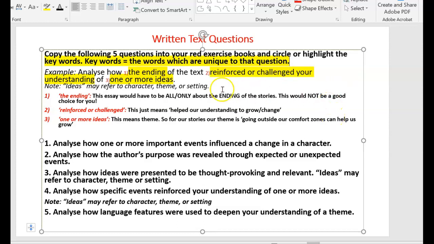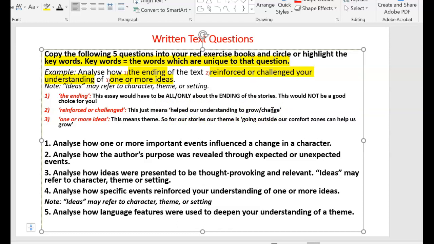Similarly, you shouldn't choose a question which is about the beginning, because the ending of the short story is important as well, because that's when we see that Tuta begins to have some fun, and it's not just a bad experience for him. Let's look at the second part of the question: reinforced or challenged your understanding. If you don't really understand what those words mean, it doesn't matter, because it just means helps our understanding to grow or to change or to develop.